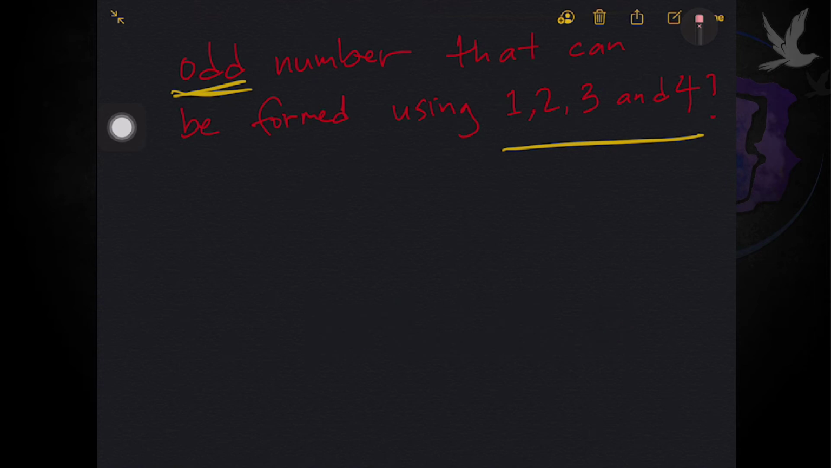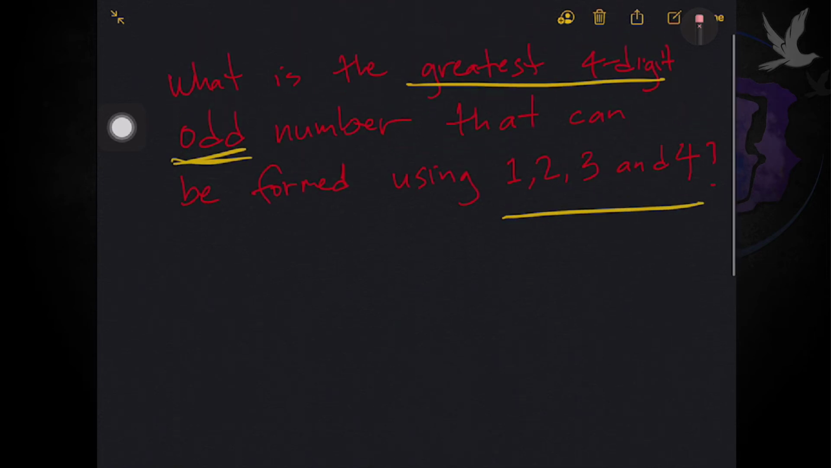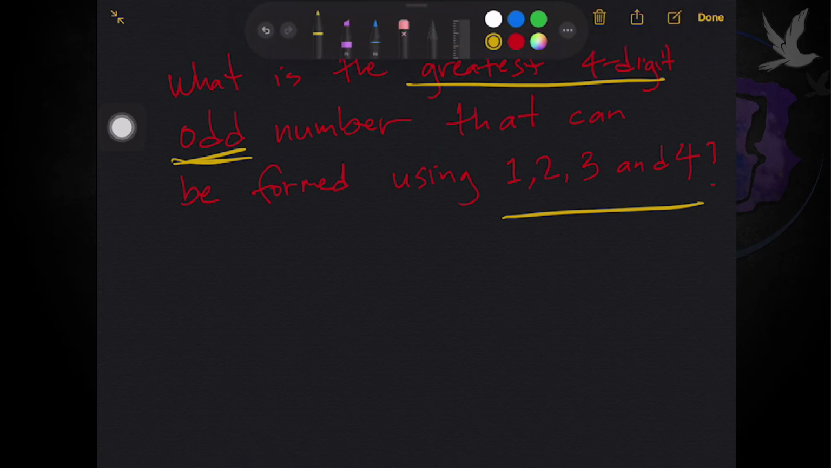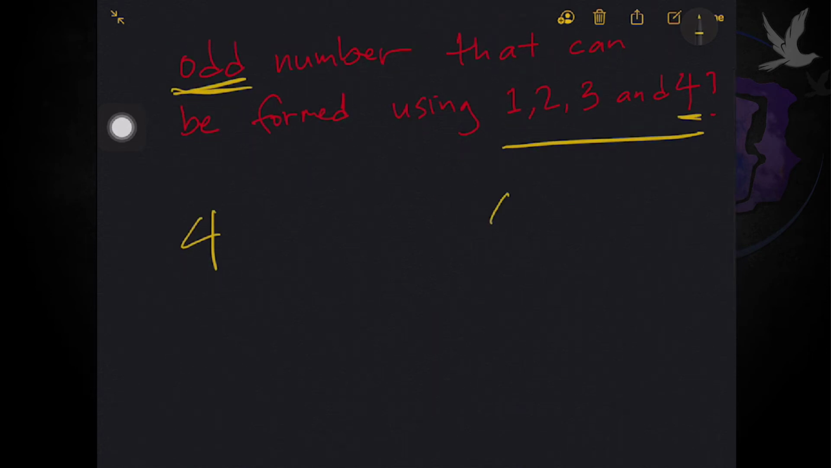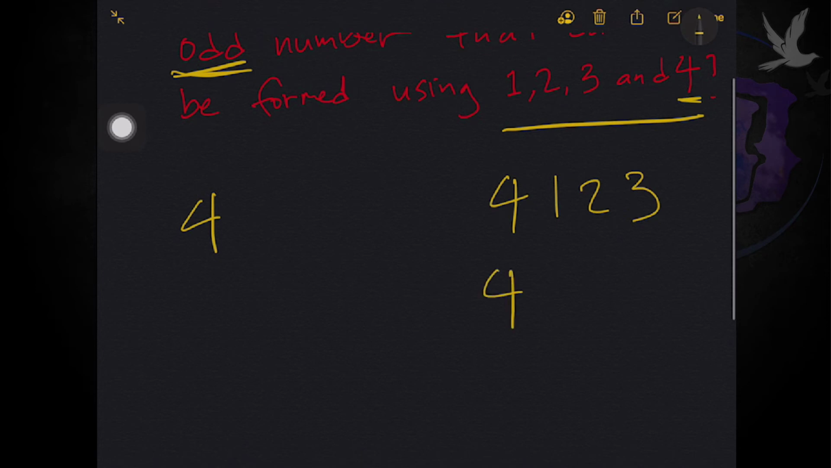So again, our task here is to form the greatest 4-digit odd number that can be formed using 1, 2, 3, and 4. Kailangan natin maghanap ng malaking number first. Since we're talking about the greatest, we should start with the biggest value possible, which in this case is 4. If you make use of the other numbers, we can start with 4, 1, 2, 3. Trial and error ba? You can try to mix up the other numbers. Let's say 4, 1, 3, 2.